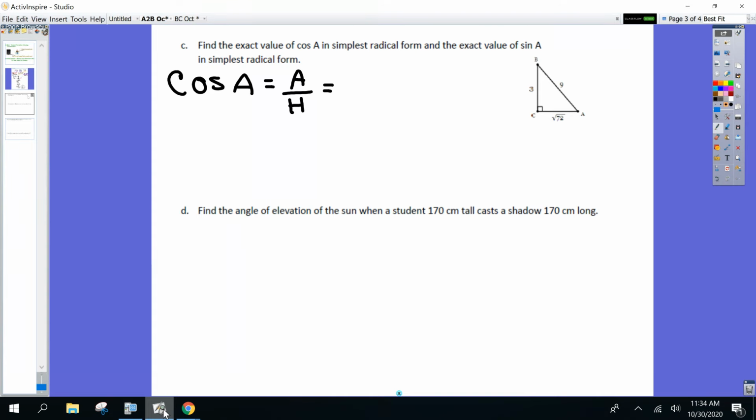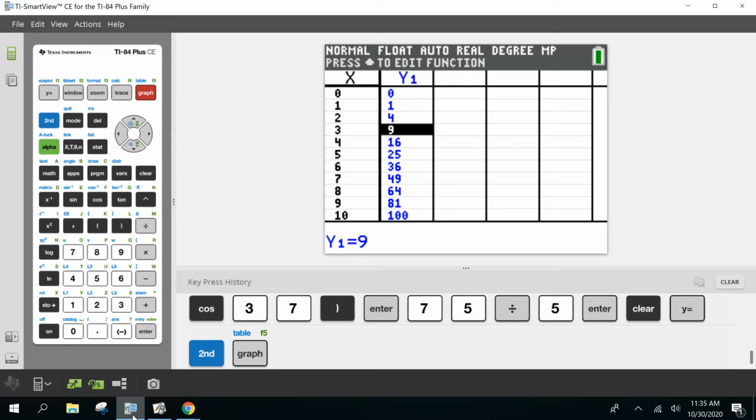Square root of 72 over 9. Good job. Square root of 72 is the adjacent side. 9's my hypotenuse. Well, I don't have a radical in the denominator. That's a good sign. Do you think I can do anything to 72? Look at your perfect squares on your calculator. See if there's a perfect square that goes into 72. The biggest one.